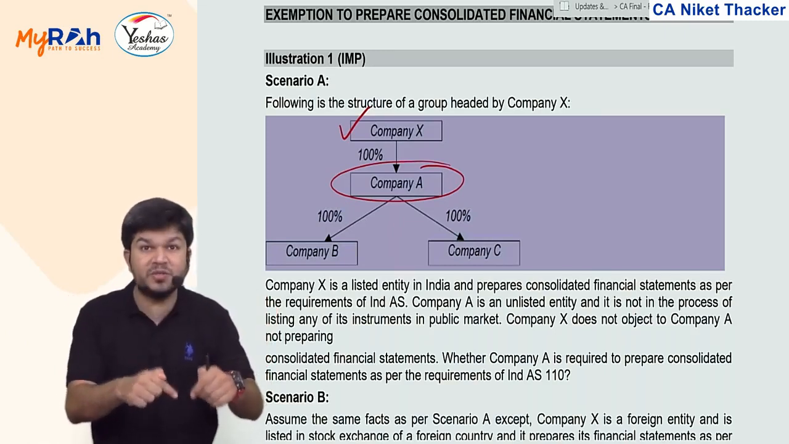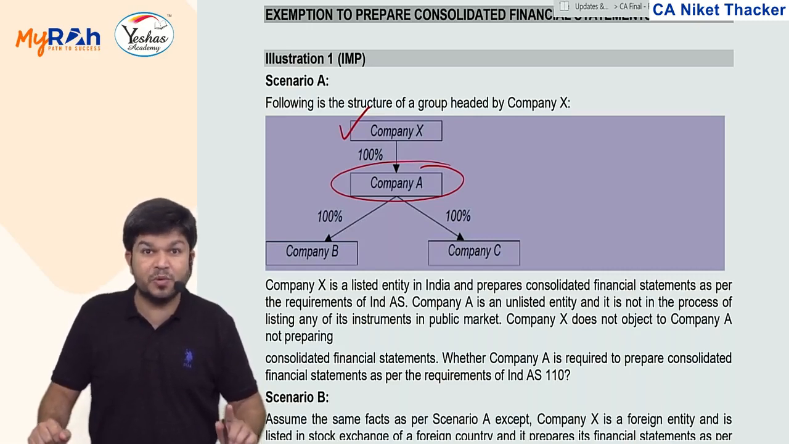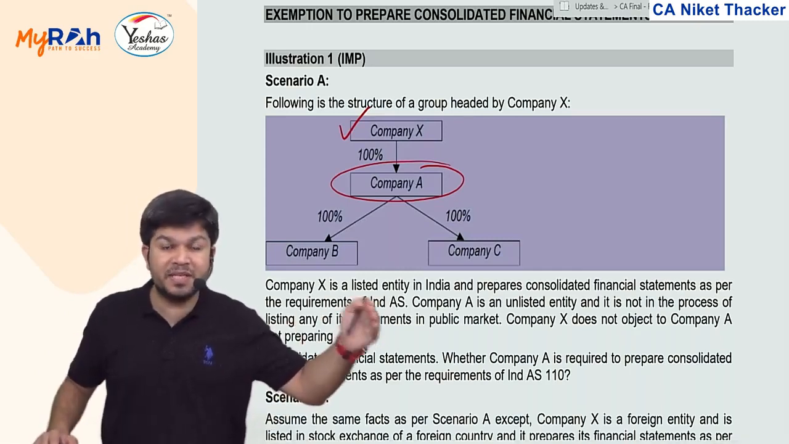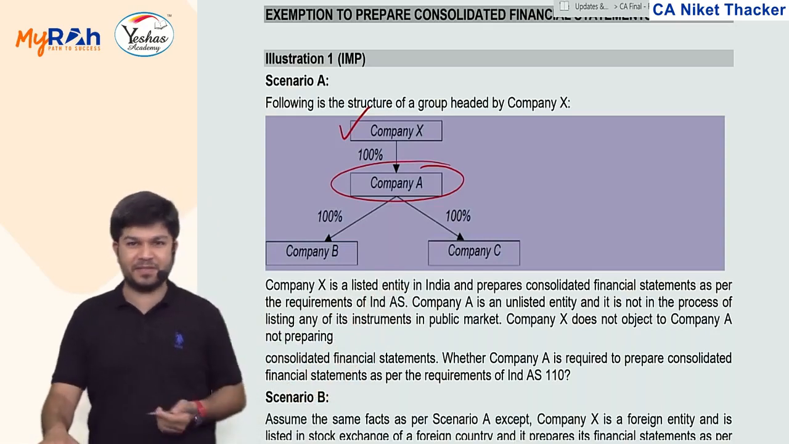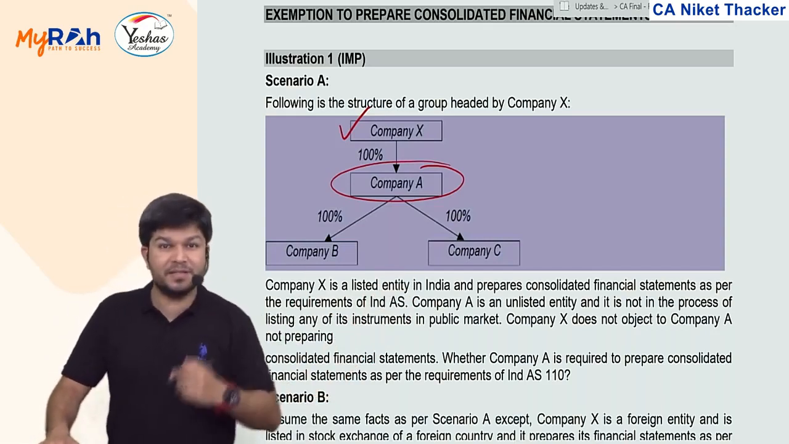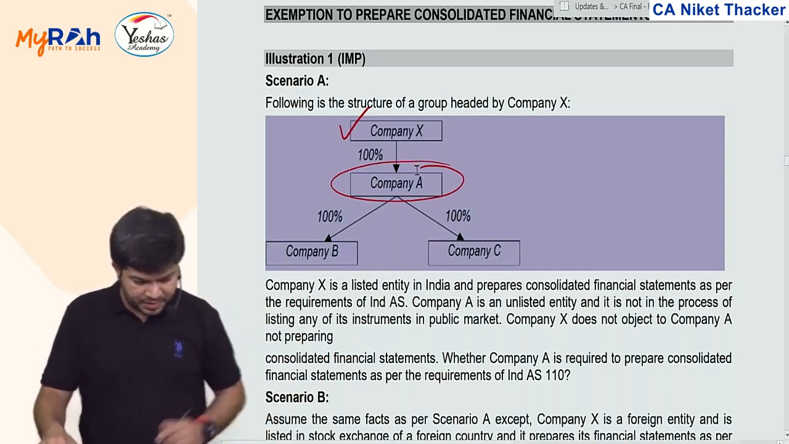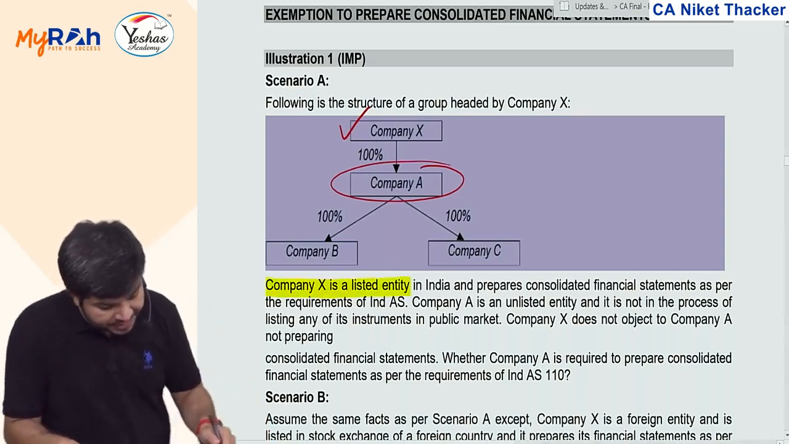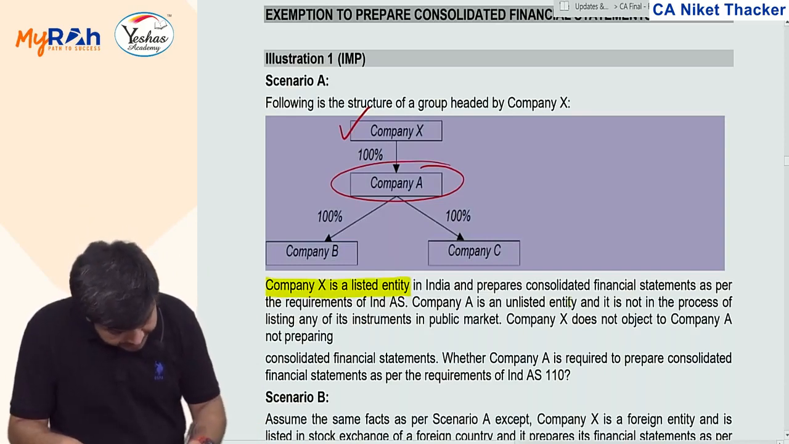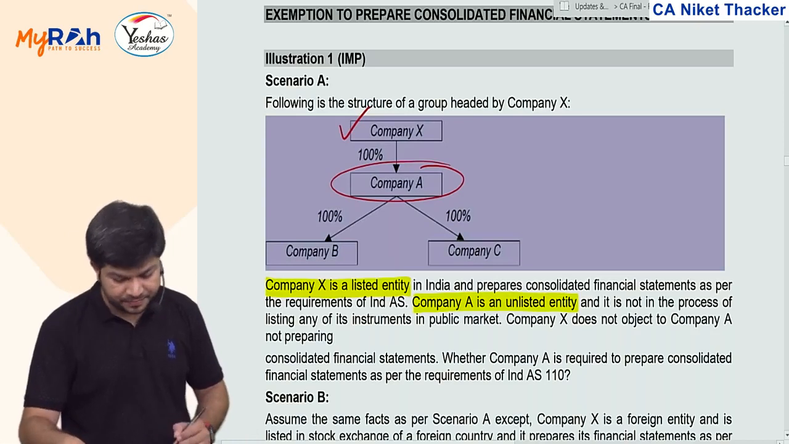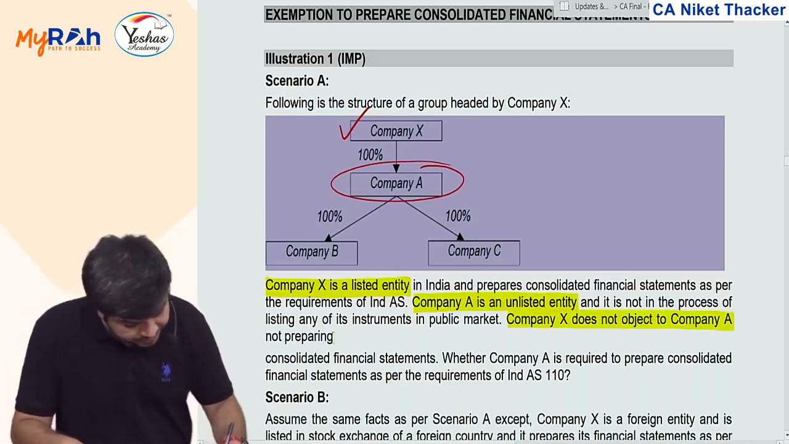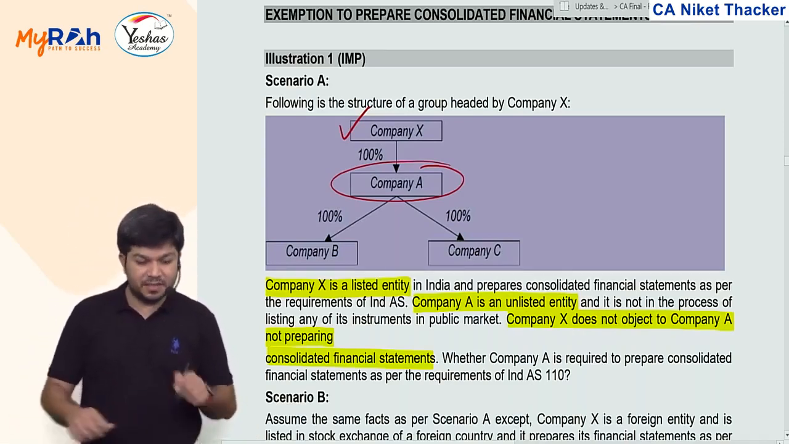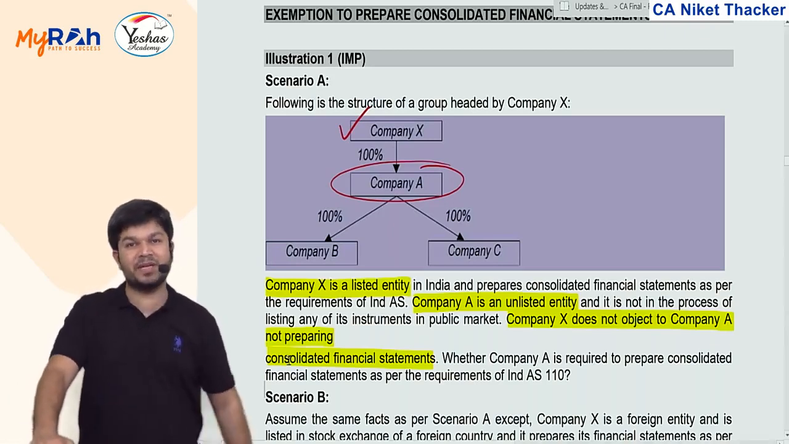Now here company A is wholly owned by company X. If it was partly owned, the other shareholders of company A should not object to not preparing CFS. And the ultimate parent is preparing as per Ind AS. X is a listed entity, as already given, and prepares financials as per Ind AS. Company A is unlisted, not in the process of listing, and company X does not object to company A not preparing CFS. So all conditions are satisfied, and company A will be exempted from preparing CFS.